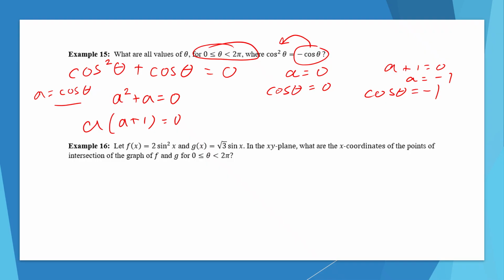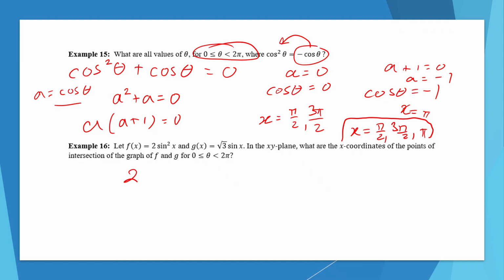Once we have this, cosine theta will be equal to 0 at pi over 2 and 3 pi over 2. So that is going to be two of our solutions. Cosine theta will be equal to 1 at, or negative 1, sorry, simply at pi. So our answer should be theta equals, and we're just going to combine both of these, pi over 2, 3 pi over 2, and pi. That is going to be our answer for 15 there. All right, let's try the next one.